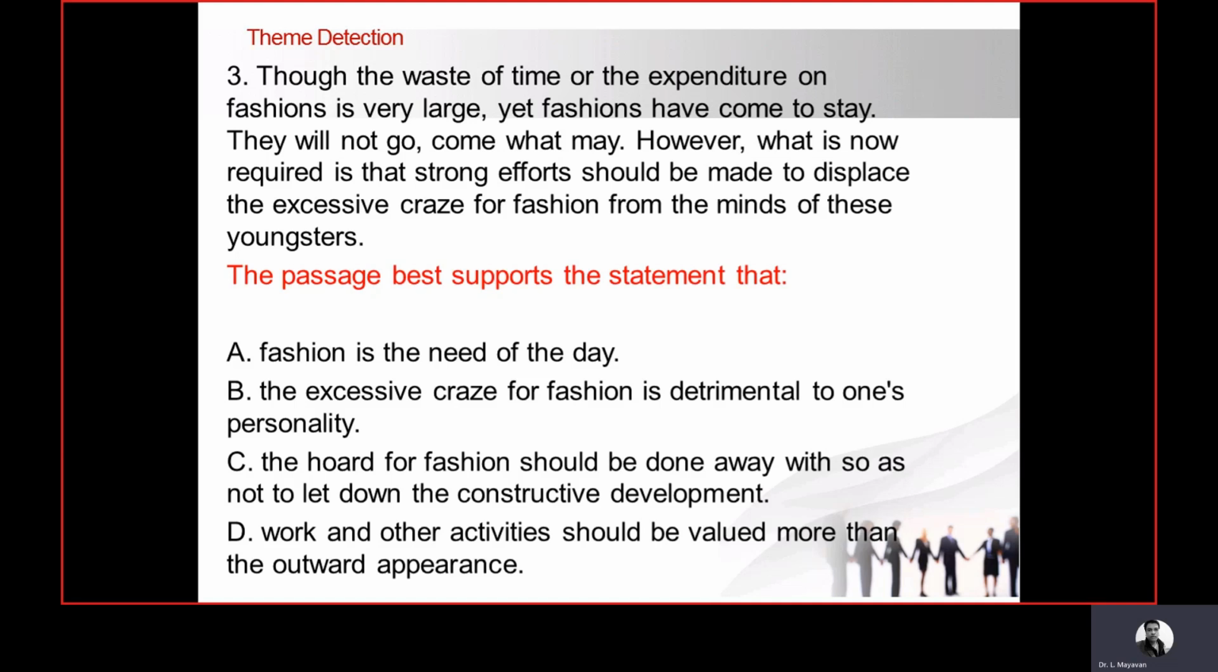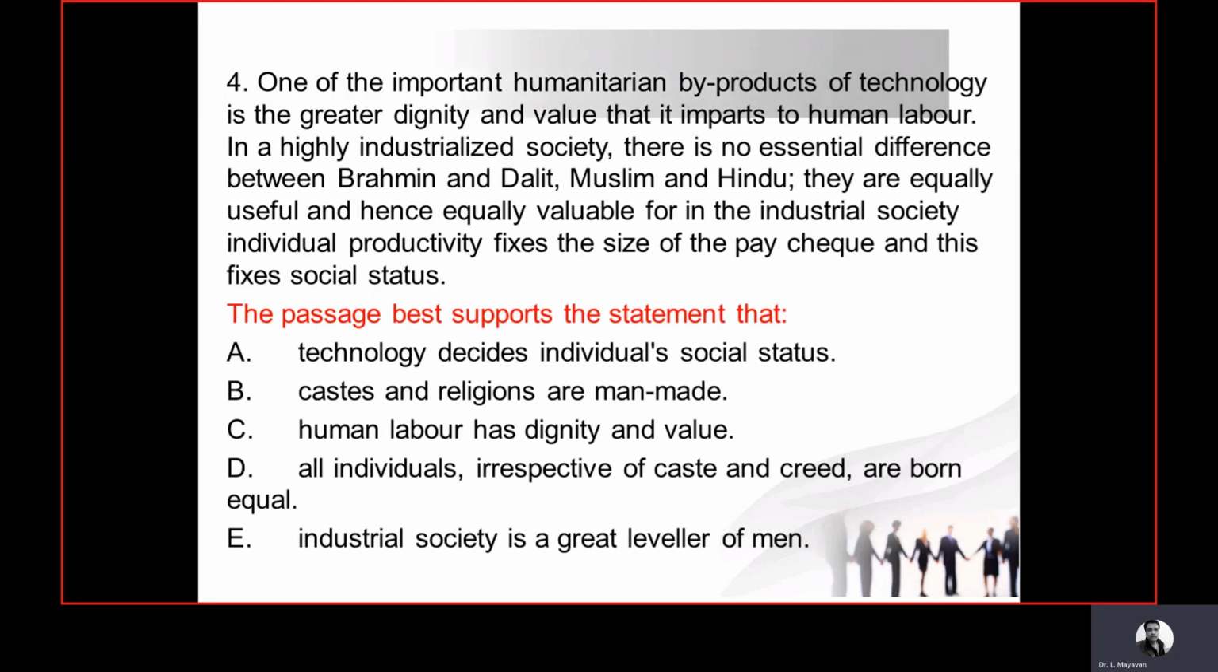Now let us also consider the fourth one. Option D, work and other activities should be valued more than the outward appearance. No, it's not the right option. Option C is the correct option. Look at the overall passage: it is required that a strong effort should be made to displace the excessive craze for fashion from the minds of the youngsters. So it should be done away with so as not to let down constructive development. Option C is the correct one.